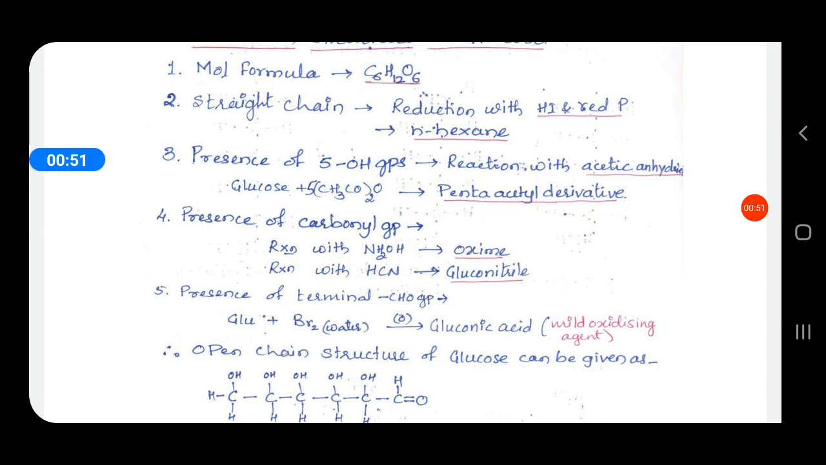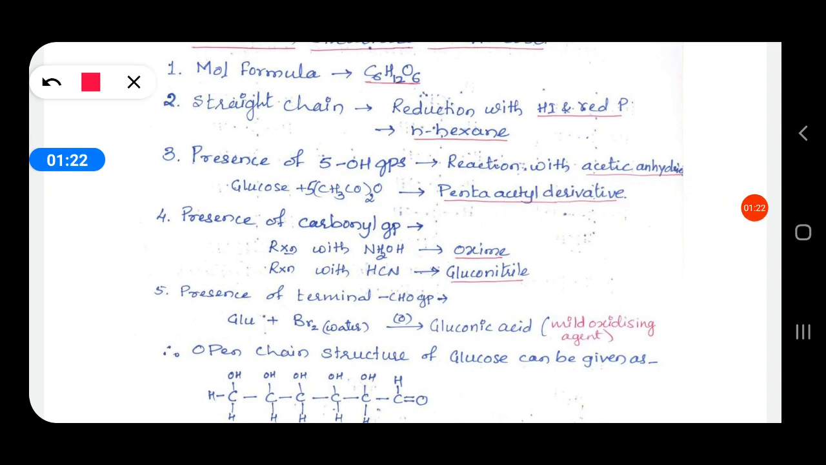To know that, glucose is reduced with hydrochloric acid and red phosphorus, and it gives normal hexane. So the normal hexane obtained shows all the carbons are arranged in a straight chain. When glucose is treated with acetic anhydride, it reacts with 5 molecules of acetic anhydride and gives a pentaacetyl derivative.